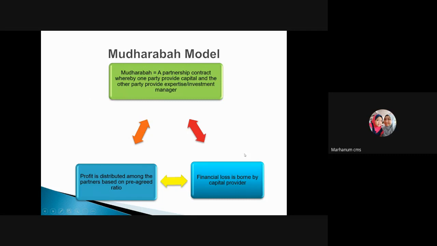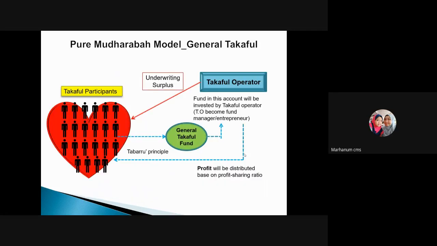Let's say the business needs 100k. The capital of 100k comes from one party only, and the second business partner will use this 100k to start the business. Compared to musyarakah, where both partners provide capital, for example 50-50, one partner provides 50k and the other provides 50k. So they have 100k of business capital and both of them run the business. But in the mudarabah model, only one partner will run the business.